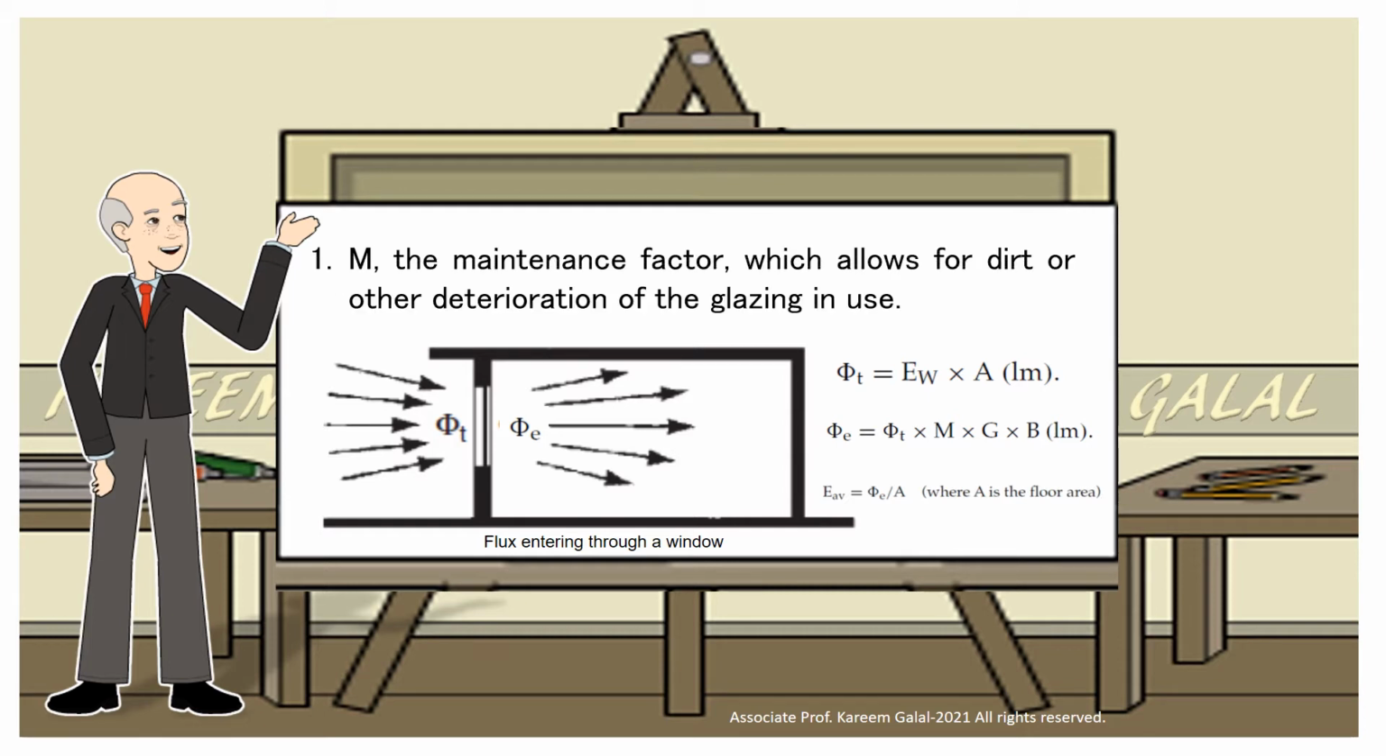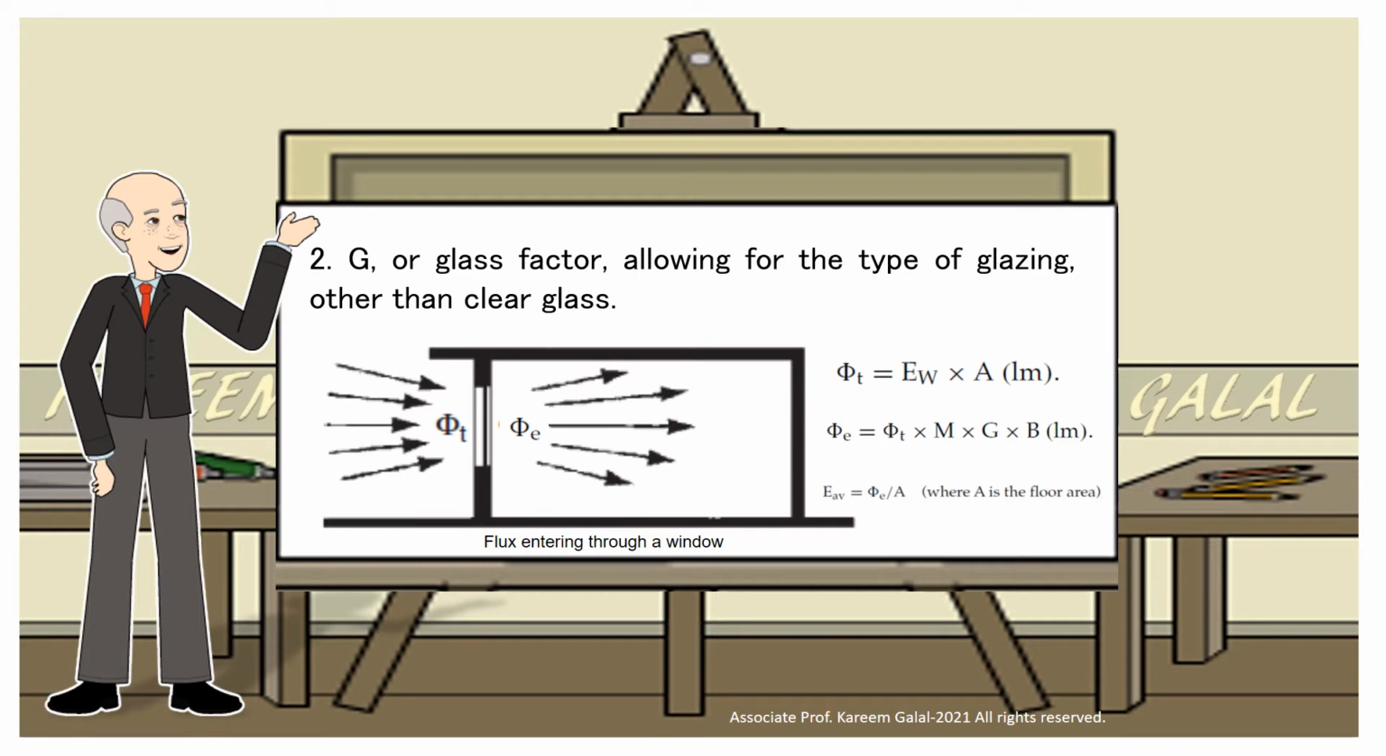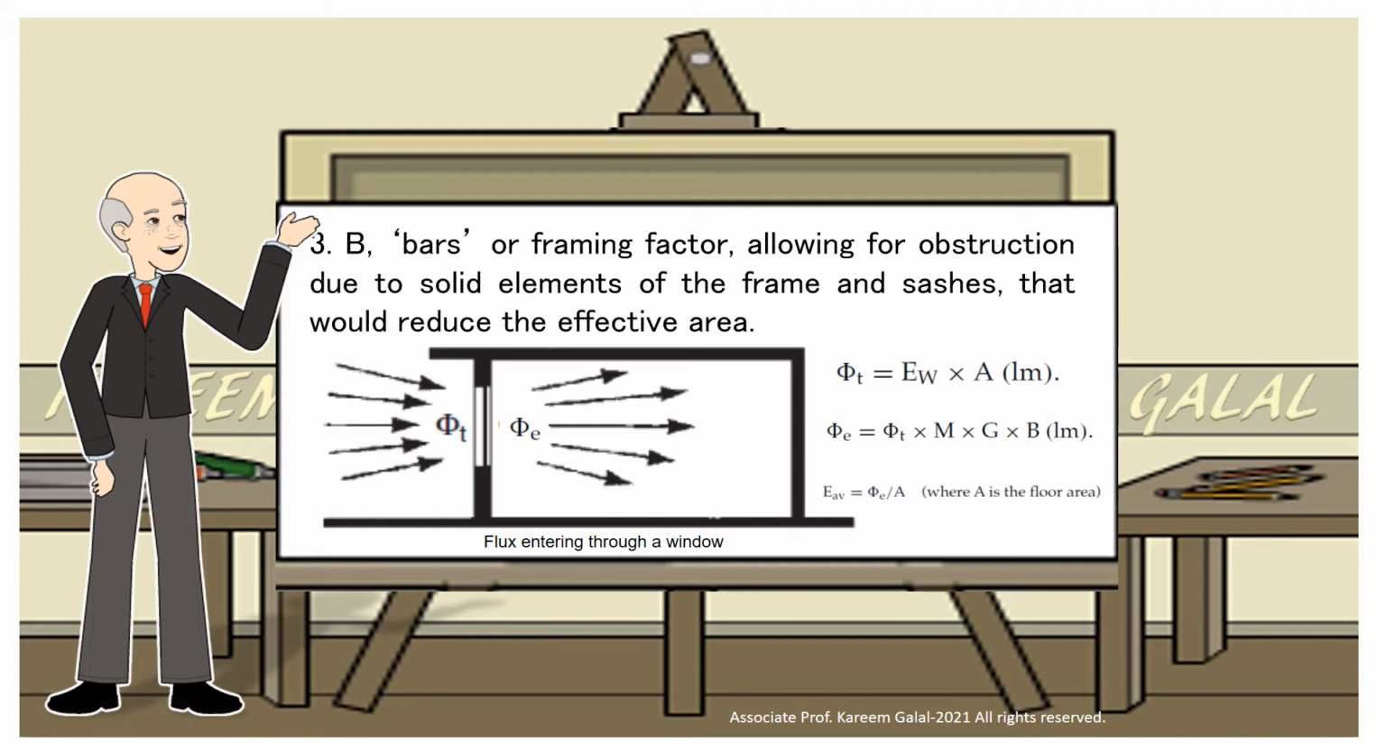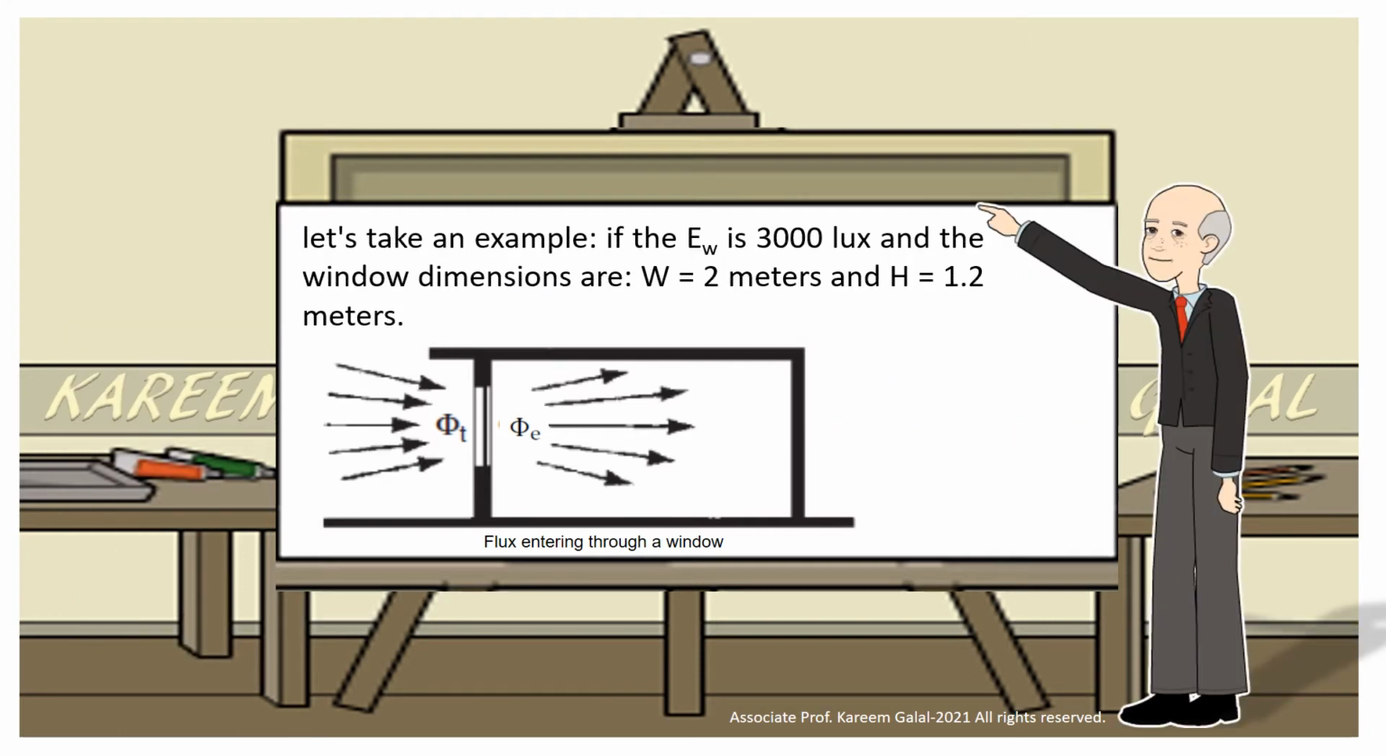1. M, the maintenance factor, which allows for dirt or other deterioration of the glazing in use. 2. G, or glass factor, allowing for the type of glazing, other than clear glass. 3. B, bars, or framing factor, allowing for obstruction due to solid elements of the frame and sashes, that would reduce the effective area. Let's take an example.